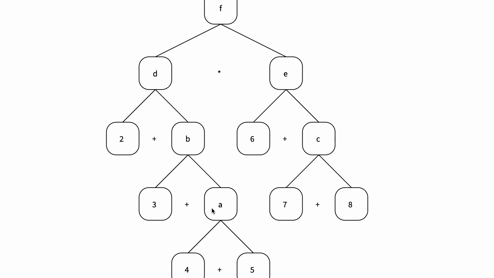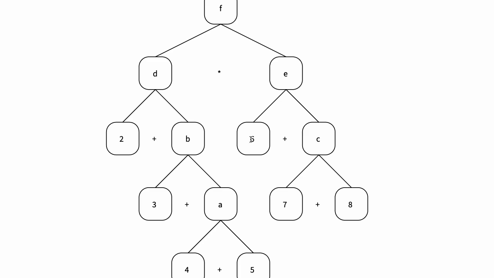Thus, a is 9. Then b is equal to 3 plus 9, which is 12. And d is equal to 2 plus 12, which is 14. Thus, f is equal to 14 times e. Next, we need to know e.